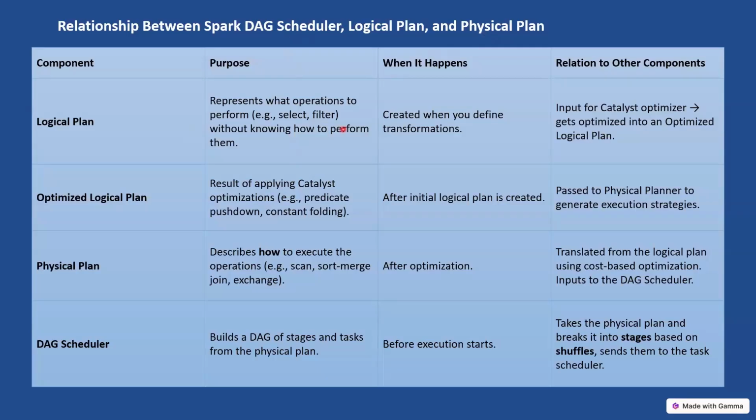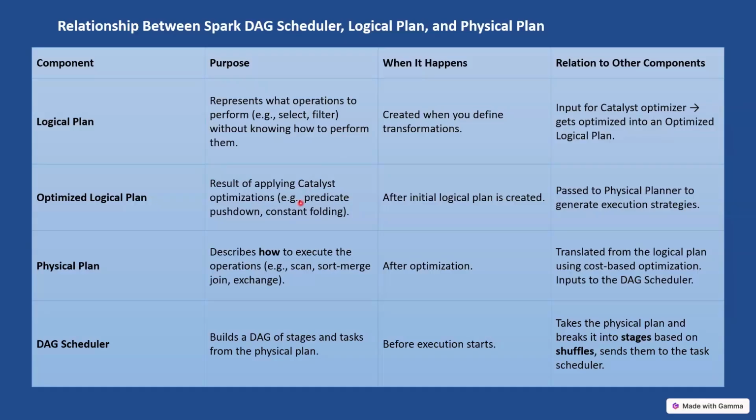right? At this point it doesn't know how, its purpose is to represent what operation you perform, let's say select, filter, without knowing how to perform them, right? That's the purpose of the logical plan. Then you have the optimized logical plan. With the help of what do you get this optimized logical plan? With the help of the catalyst optimizer.